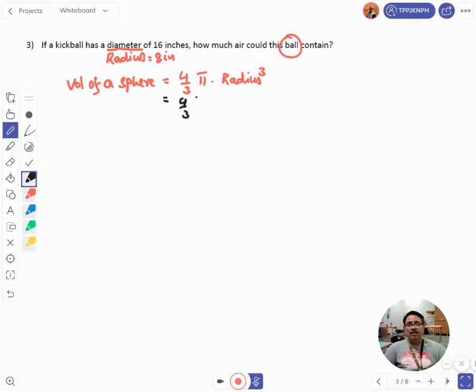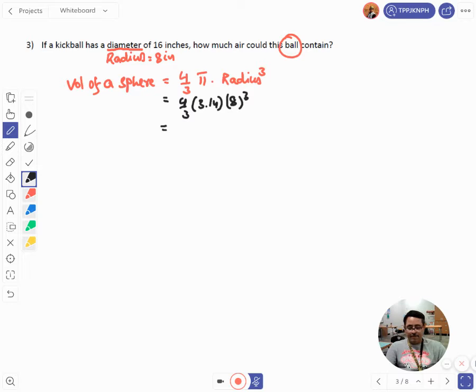Pretty easy. Now just plug in these numbers. 4 by 3, pi value 3.14. What is radius? Radius is 8 inches. So 8 cube. Now let me grab my calculator. It is 4 divided by 3 times 3.14 times radius 8 cube.